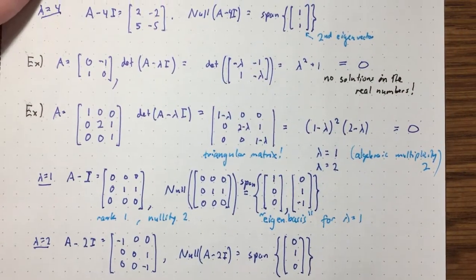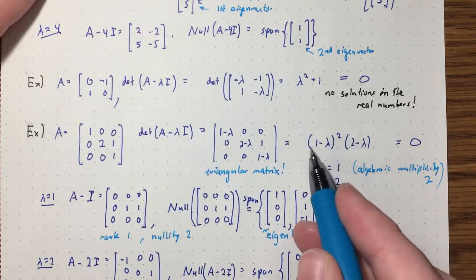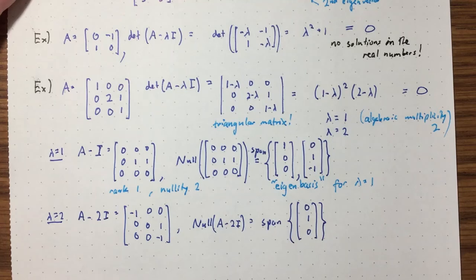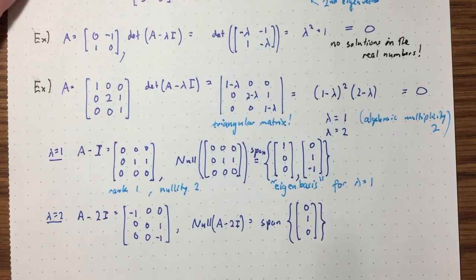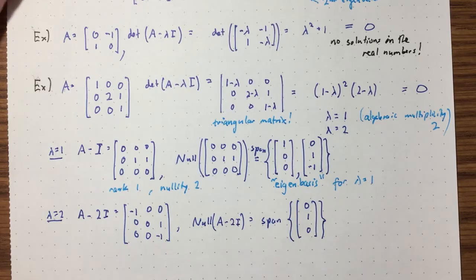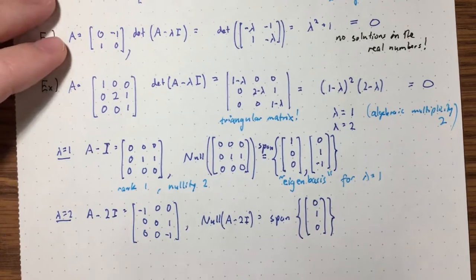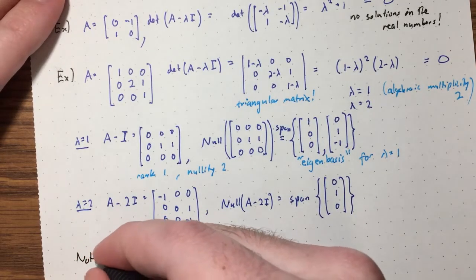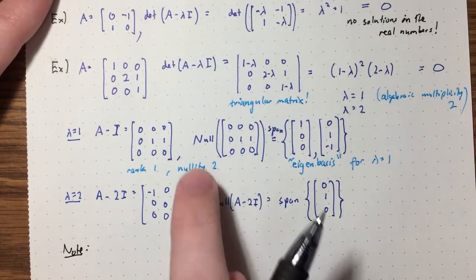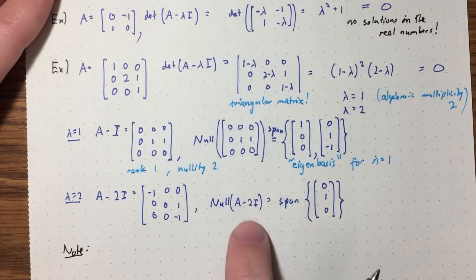So you see, lambda equals 1 was a double root of my characteristic polynomial, and it corresponded to a two-dimensional subspace. Lambda equals 2 was a single root. That corresponded to a one-dimensional subspace. First thing is, why are these subspaces? Well, it's because they're in a null space, right?